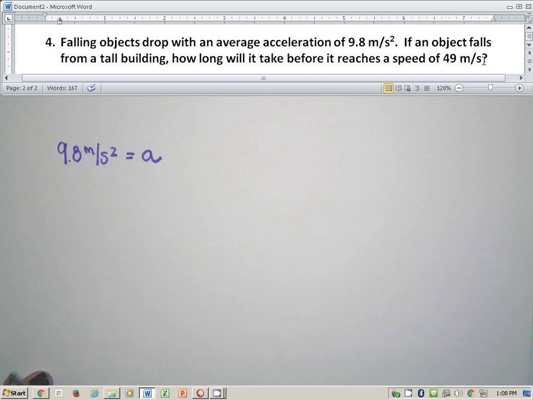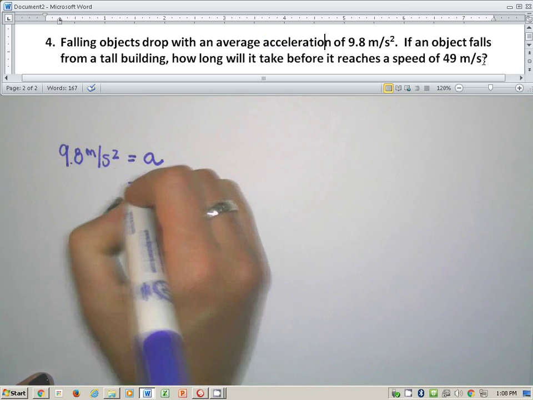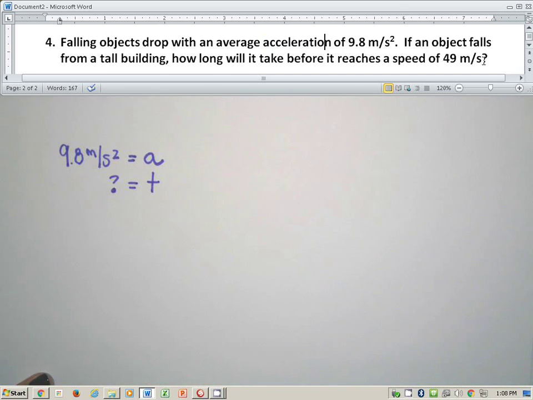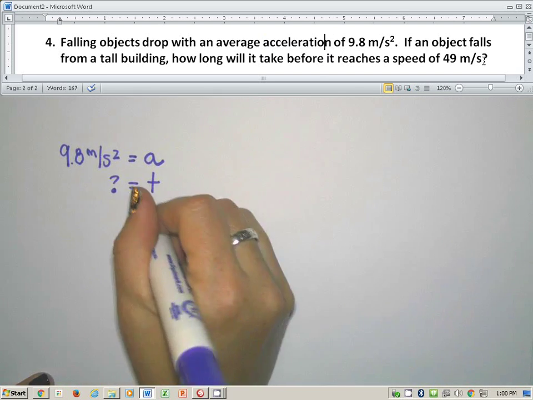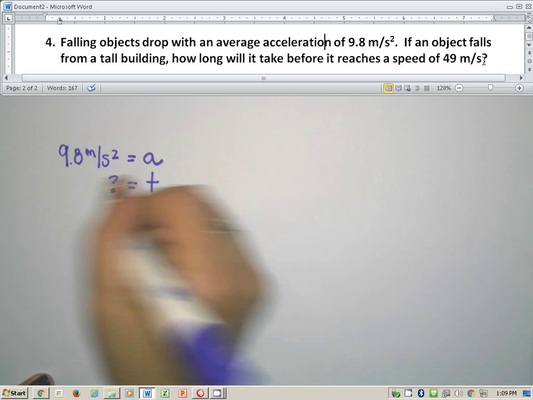And if it says an object falls from a tall building, how long will it take? How long will it take? Well, that's time. How long will it take before it reaches a speed of 49 meters per second?